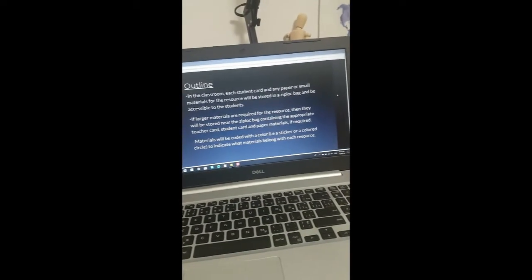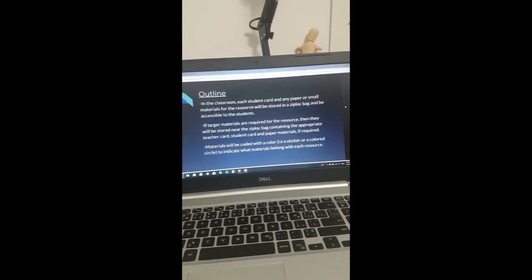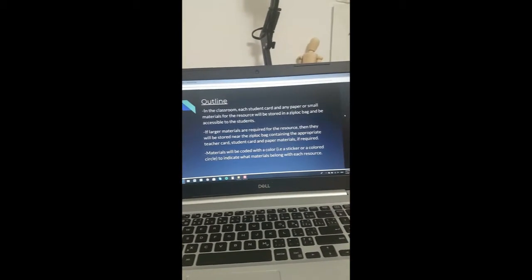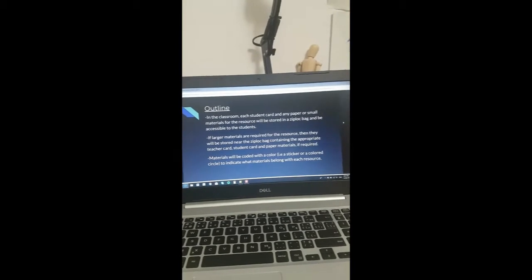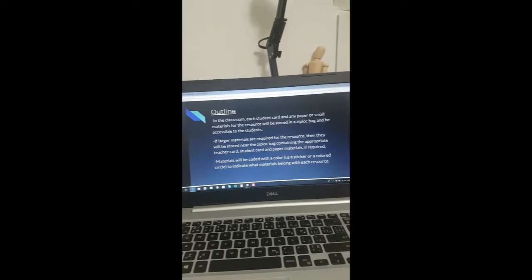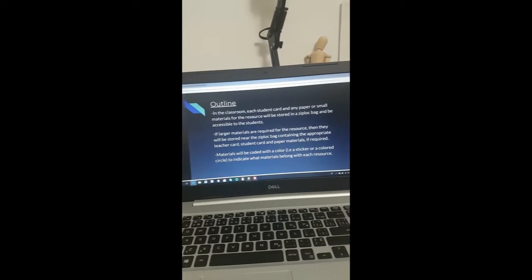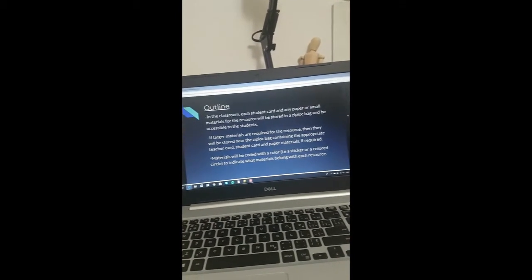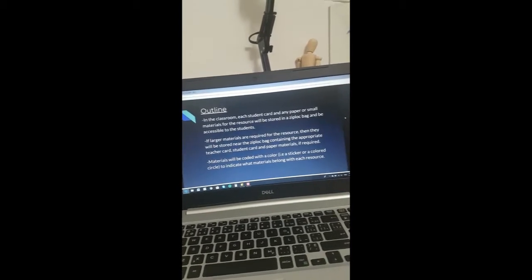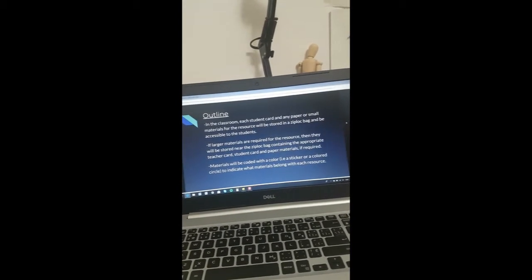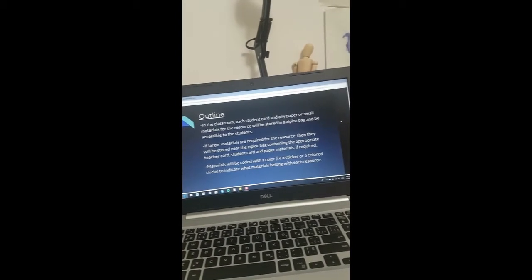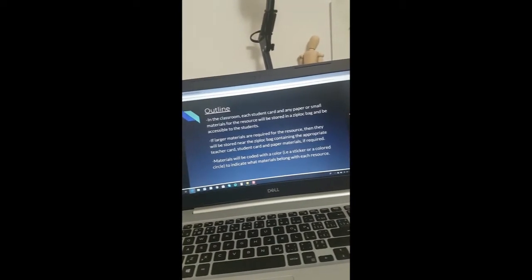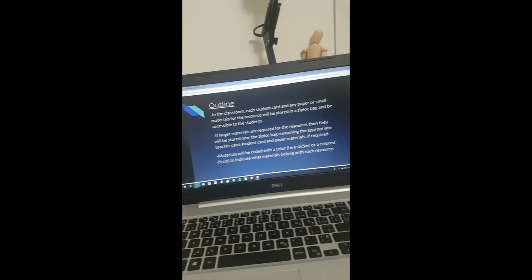So my outline for my resource kit. In the classroom, each student card and paper materials or small materials for the resource will be stored in a Ziploc bag in an accessible spot for the students. Any larger materials such as pattern blocks or big shapes will be stored near the Ziploc bags, either in bins or however they were originally stored, and it'll be near the Ziploc bags that contain the appropriate teacher cards, student cards, and paper materials, if that's required, that will match up with those bigger materials.